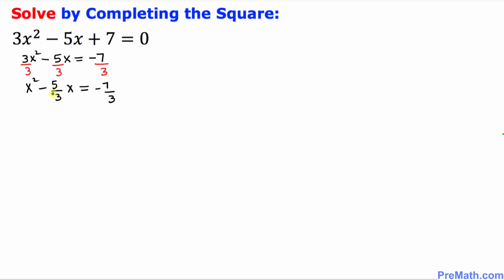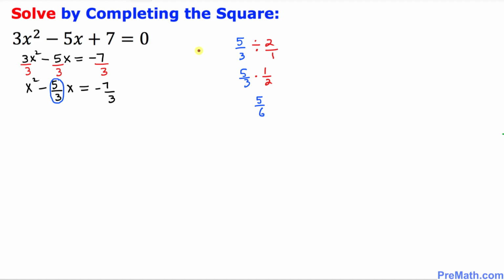Now let's focus on the coefficient of x, which is 5 over 3. Don't worry about the negative sign. Let me write down 5 over 3 somewhere here, and now I am going to divide this by 2. We always divide it by 2. And you know that 2 could be written as 2 over 1. So when I flip it over, this becomes multiplied by 1 over 2, so I can write this as 5 over 6.